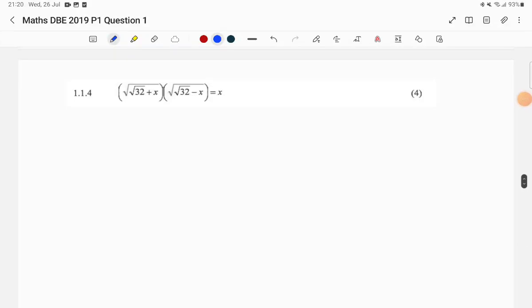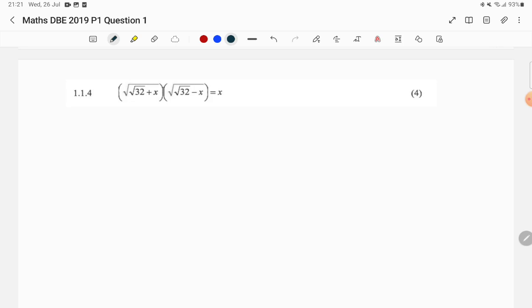Question 1.1.4, still solving for x here, your last question for solving for x. We have this big mess here in brackets: under the root, 32 plus x, and in the other brackets, under that root, 32 minus x, is equal to x. So this is, you can say, your level 4 question towards the end of question 1.1.